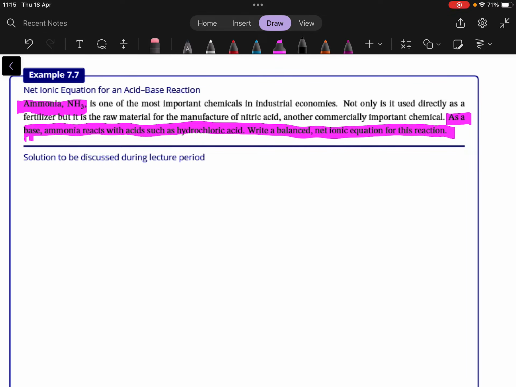So what are we looking at? We're looking at the reaction between ammonia, which needs to be in the aqueous state, reacting with the acid, unless there's something else important there, unless the acid can also dissolve it.